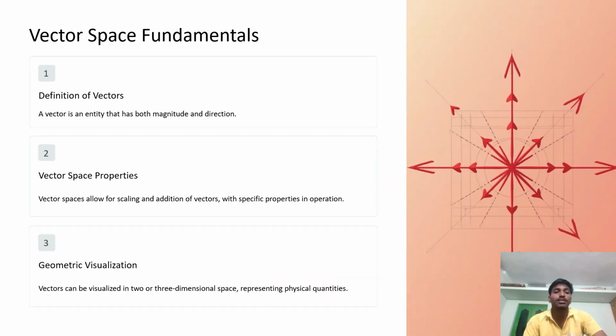Vector space fundamentals. First one, definition of vectors. A vector is an entity that has both magnitude and direction. Second one, vector space properties. Vector space allows for scaling and adding of vectors with specific properties in operation. Third one, geometric visualization. Vectors can be visualized in two or three dimensional spaces, representing physical quantities.